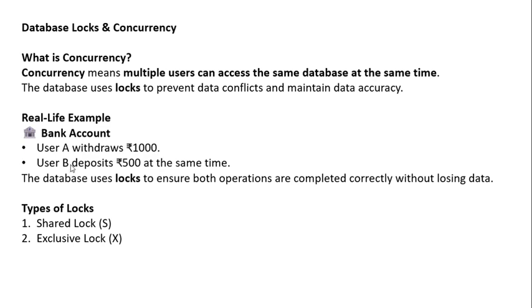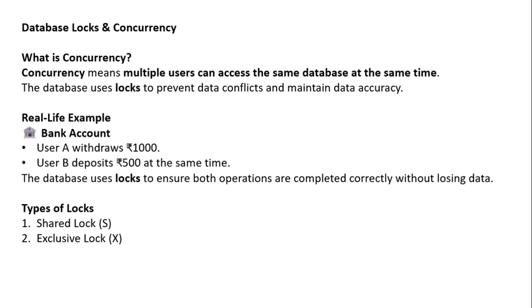A real life example is a bank account: user A withdraws 1000 rupees and user B deposits 500 at the same time. The database uses locks to ensure both operations complete correctly without losing data. The types of locks are, first, shared locks, and second, exclusive locks.